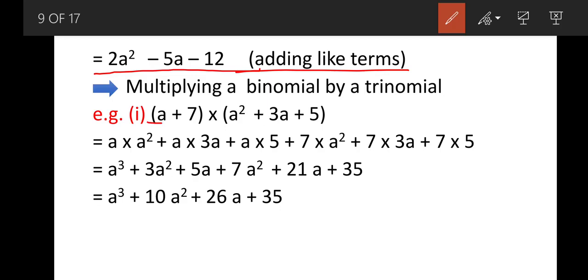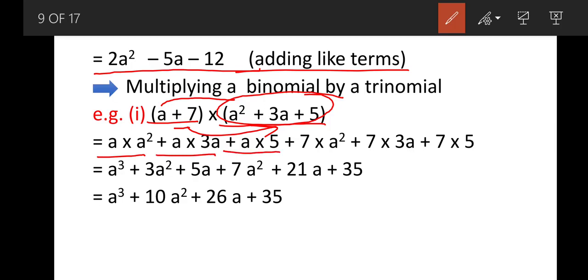This is a binomial and this is a trinomial having 3 terms. So what are you supposed to do? This A is to be multiplied by every term of this expression, and plus 7 is to be multiplied by every term of this expression. This is what I have written here: A into A square plus A into 3A plus A into 5.